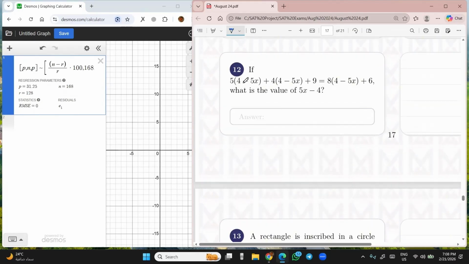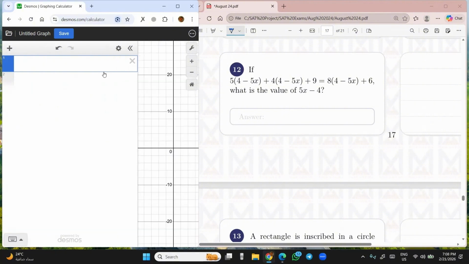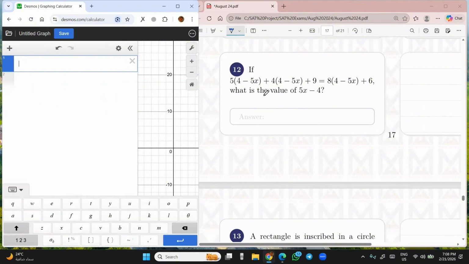If 5 times 4 minus 5x plus 4 times 4 minus 5x plus 9 is equal to 8 times 4 minus 5x plus 6, what is the value of 5x minus 4? You can do that directly on Desmos. Just write everything in one list of values. And then we are asking Desmos for the value of 5x minus 4. But make sure that you write x1 if you want to write them inside the list of values. So we can write them like this.